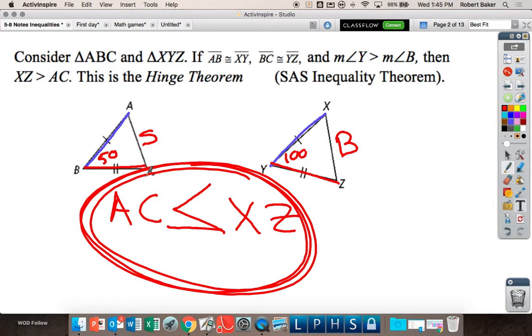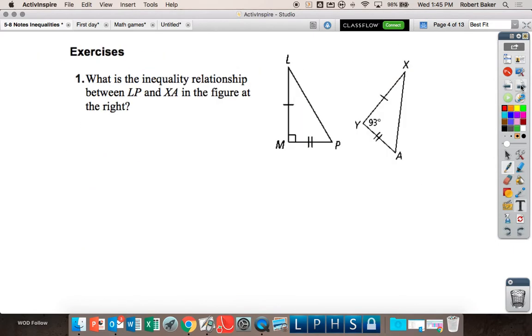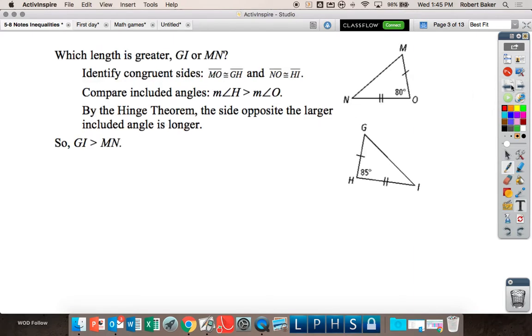Because the angle is bigger here, the line segment is longer, XZ is longer. Because 50 is smaller than 100, AC is shorter. So we're going to try that. I'm going to skip this one. Let's go back to it.